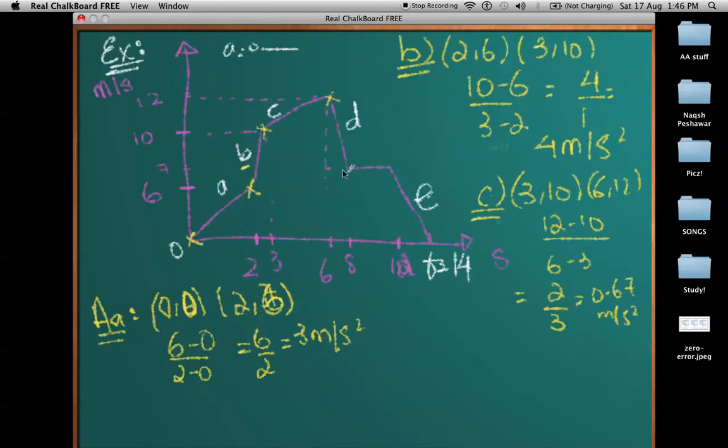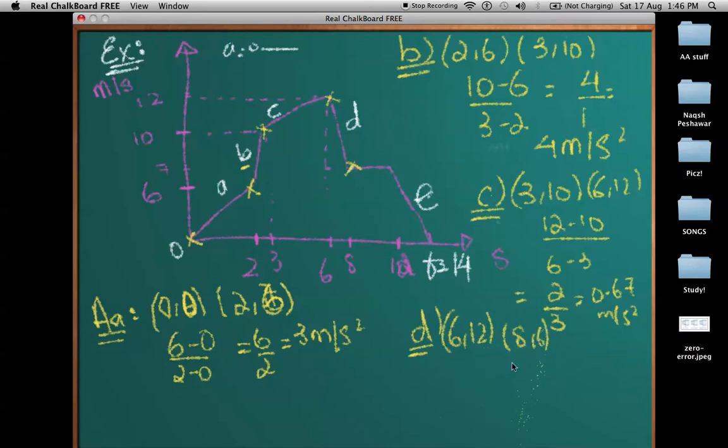Here I predicted at point D that the acceleration would be negative. So let's just take 2 points here, 6 and 12 and 8 and 6.